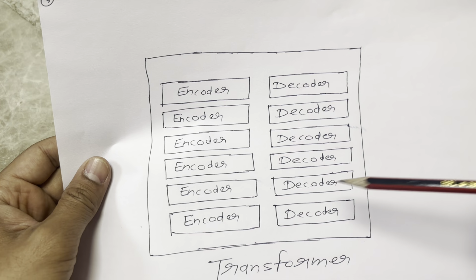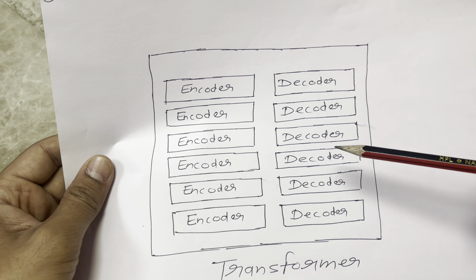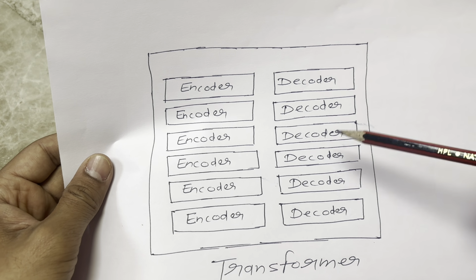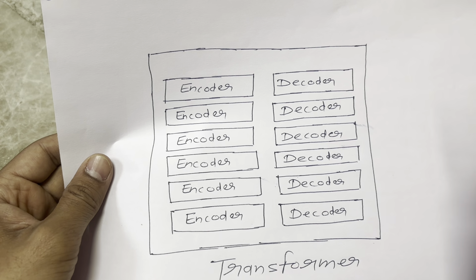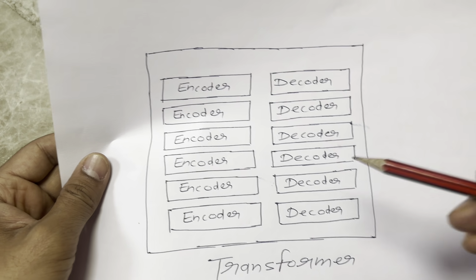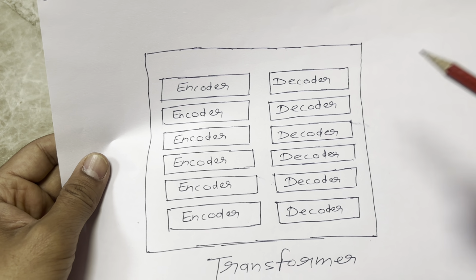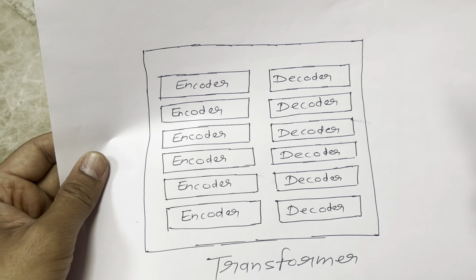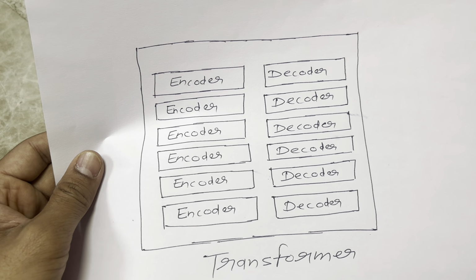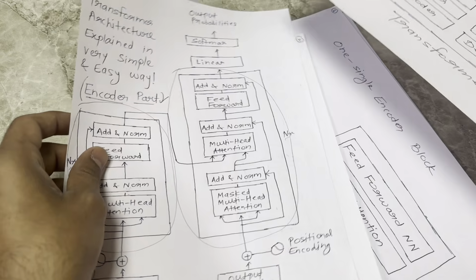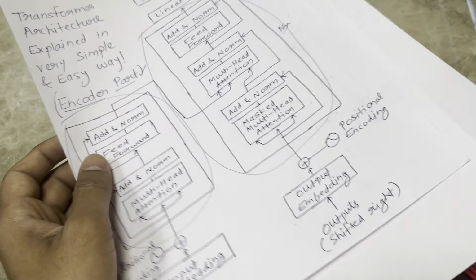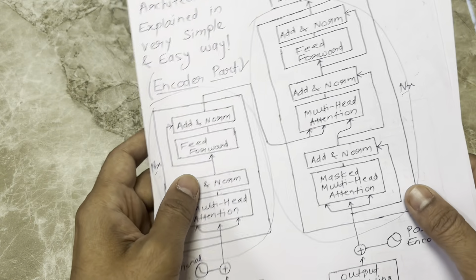6 encoder blocks and 6 decoder blocks. See, 6 is not a magical number. They achieved it through experimentation. And the number 6 basically gave them the best results. That's the only reason. Otherwise, there is no specific reason why 6 encoder blocks and why 6 decoder blocks.